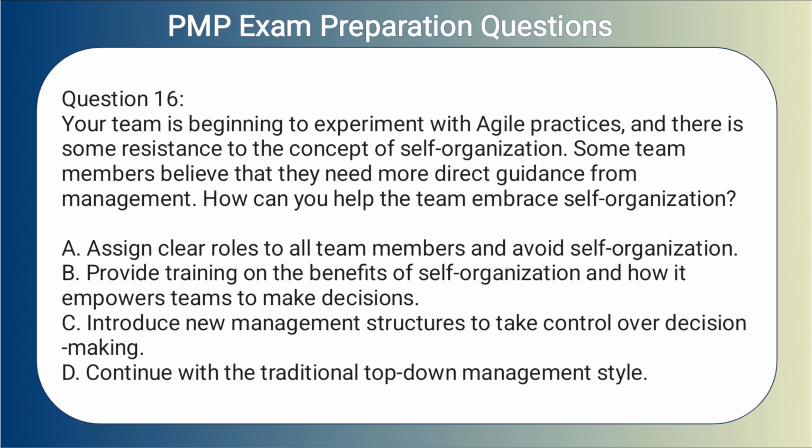A. Assign clear roles to all team members and avoid self-organization. B. Provide training on the benefits of self-organization and how it empowers teams to make decisions. C. Introduce new management structures to take control over decision-making. D. Continue with the traditional top-down management style.